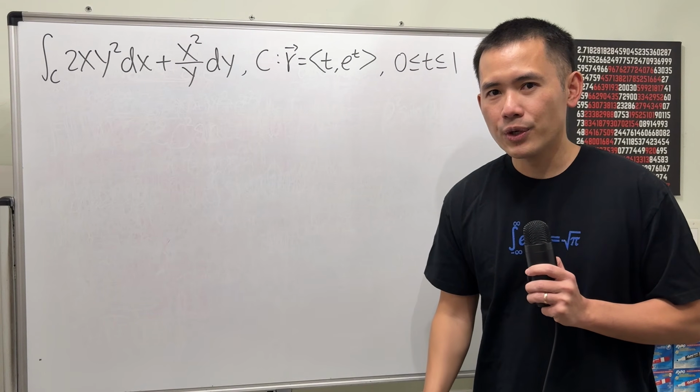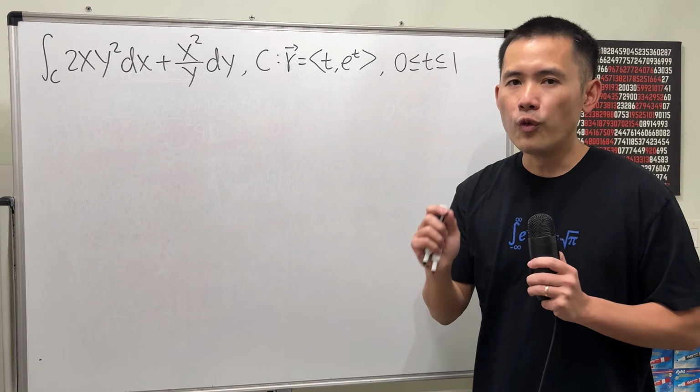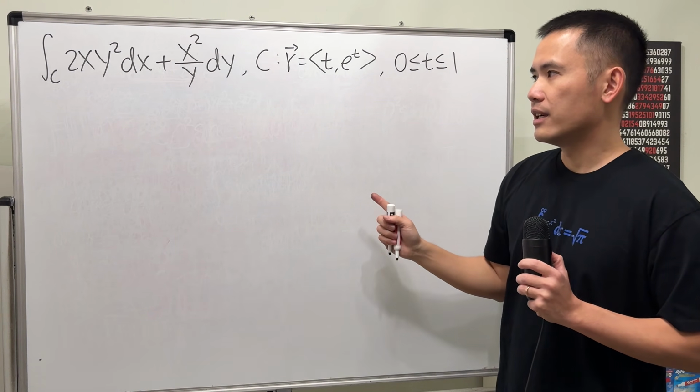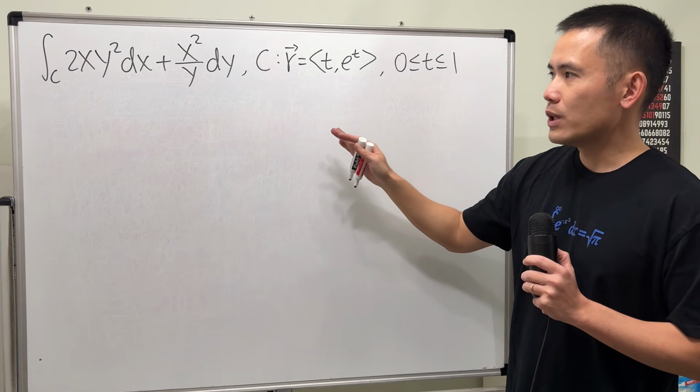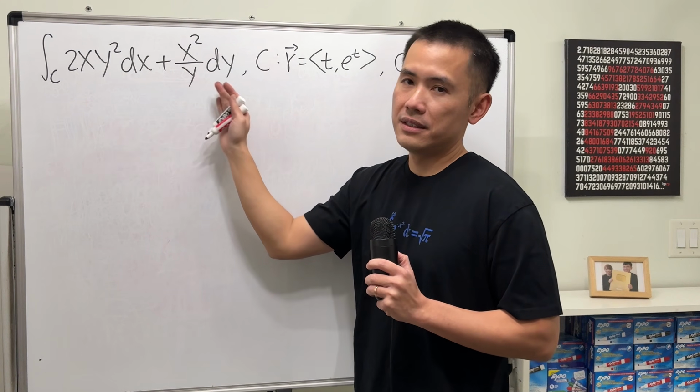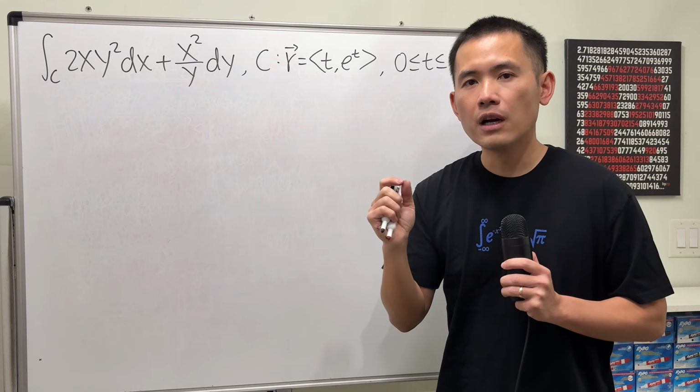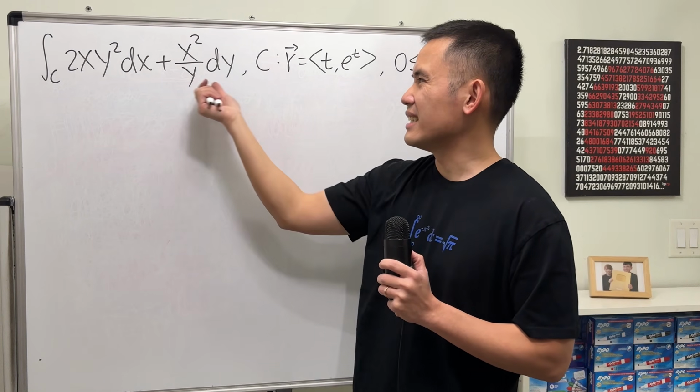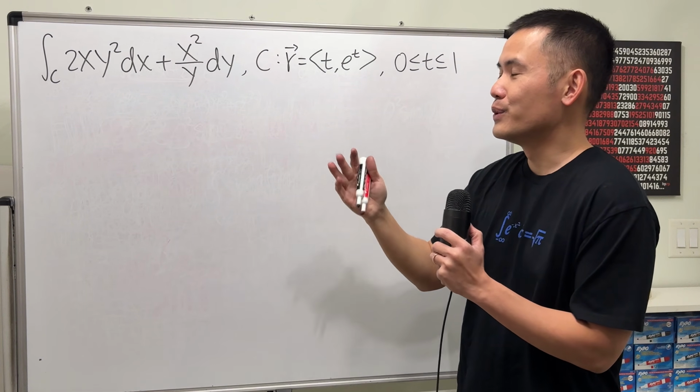Today, I'm going to show you the 3 ways that you have to know for evaluating a line integral. And the line integrals that we are focusing on today will look like this. In fact, they are called the vector line integrals. You have the dx and dy. That's how you can look at it.